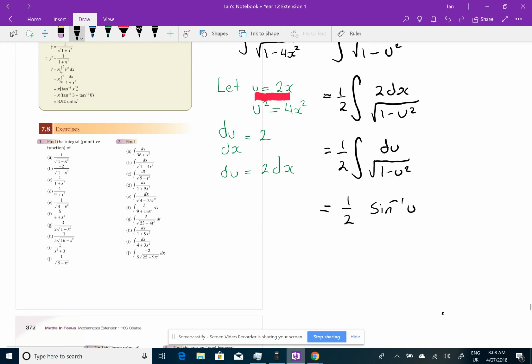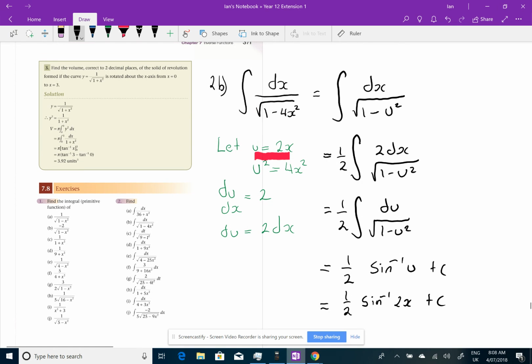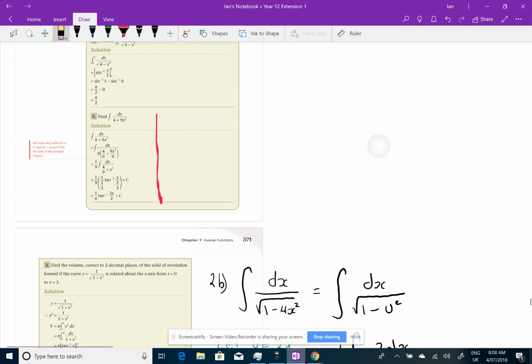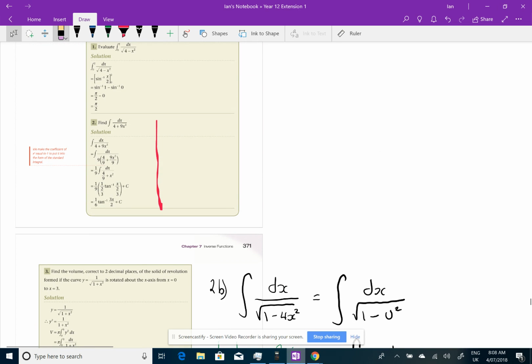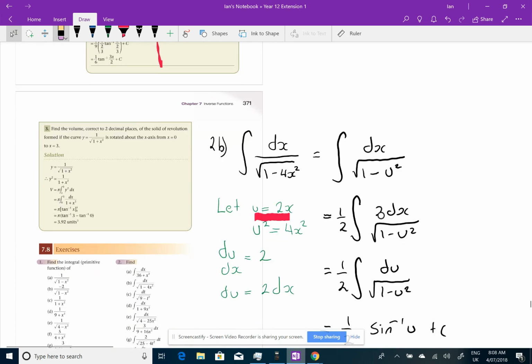And what was u? 2x. And don't forget your constant. And I'm pretty sure that's the answer. I'm just checking, I've got the book open here. And question 2b, there we go. Now I think that's a lot easier than trying to somehow get rid of that 4. Margaret's example up here with all this fraction, yeah, it's doable, but it's pretty ugly.